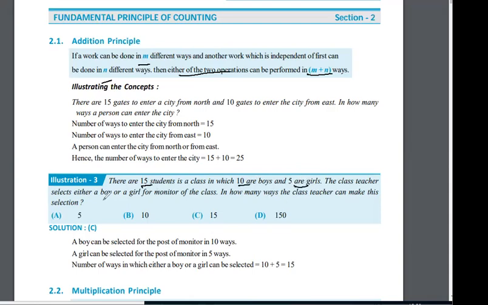For example, there are 15 students in a class, 10 are boys and 5 are girls. The class teacher selects either a boy or a girl for monitor. So obviously the number of options the class teacher will have is 15 only. So it is 10 plus 5, 15. Got it? Yes, very good, everyone.